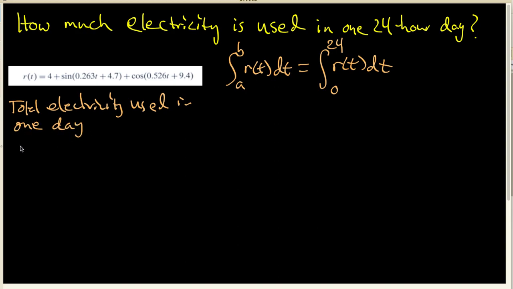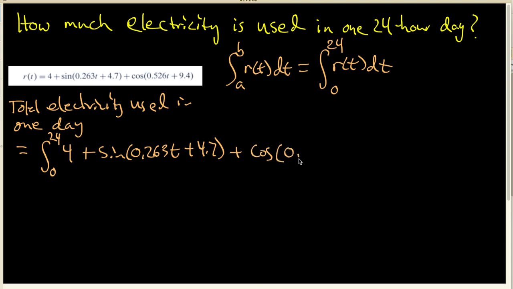is given by the integral between 0 and 24 of this function, 4 plus sine of tiny little number times t plus 4.7 plus cosine of 0.526 times t plus 9.4 dt. And I usually put big brackets around the integrand. Now I want to actually look at this function that we're trying to integrate. It's got three parts. This part is easy to integrate.